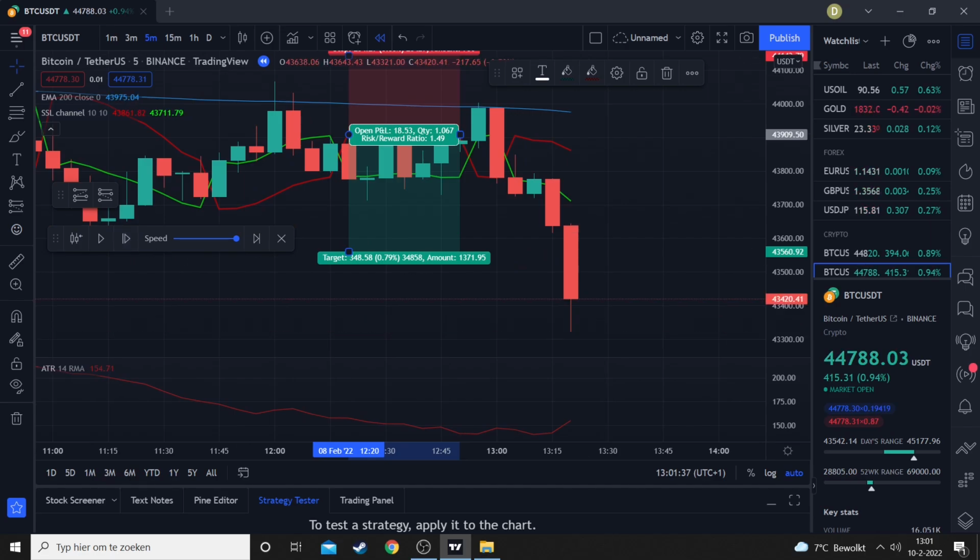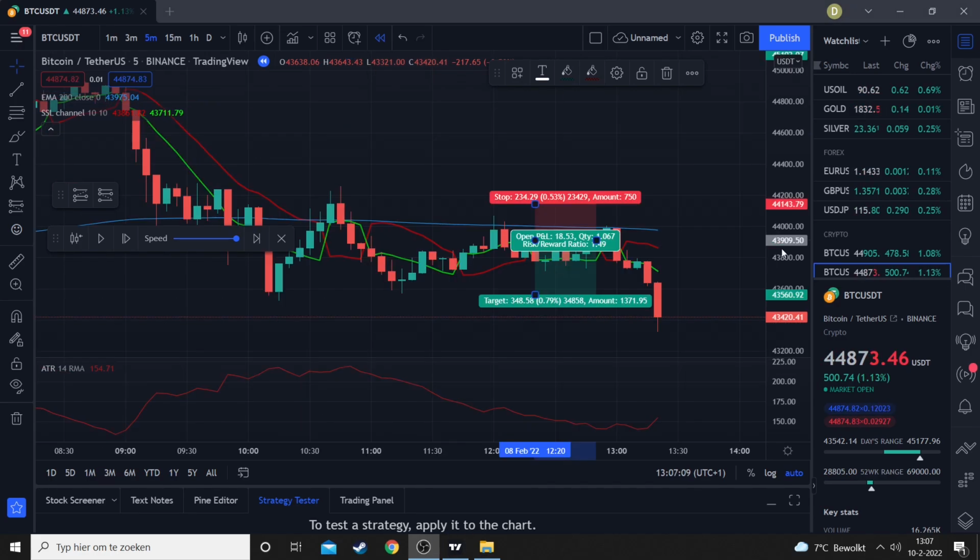So like you guys see, the target was hit, the take profit was hit, so we got some nice profit in this trade. So guys, I hope you understand how to take a long position and a short position. After this, I'm gonna backtest the strategy and see how profitable the strategy is.